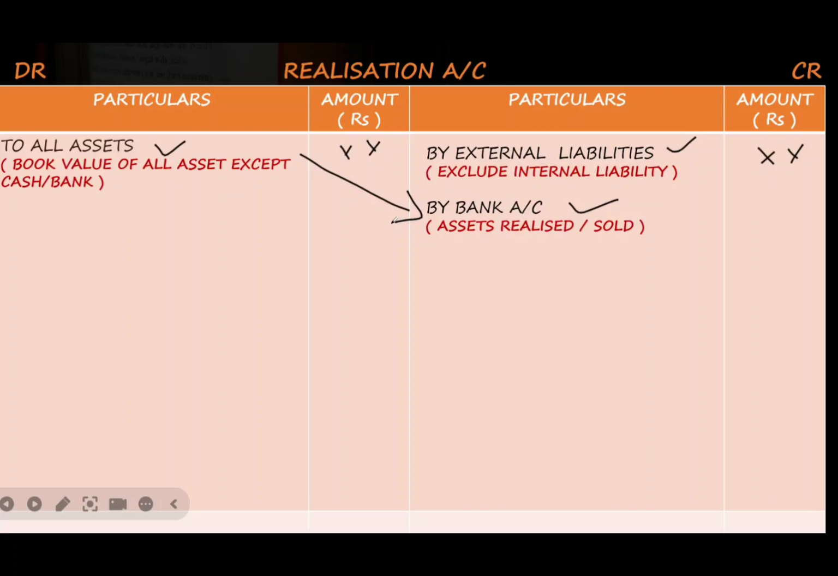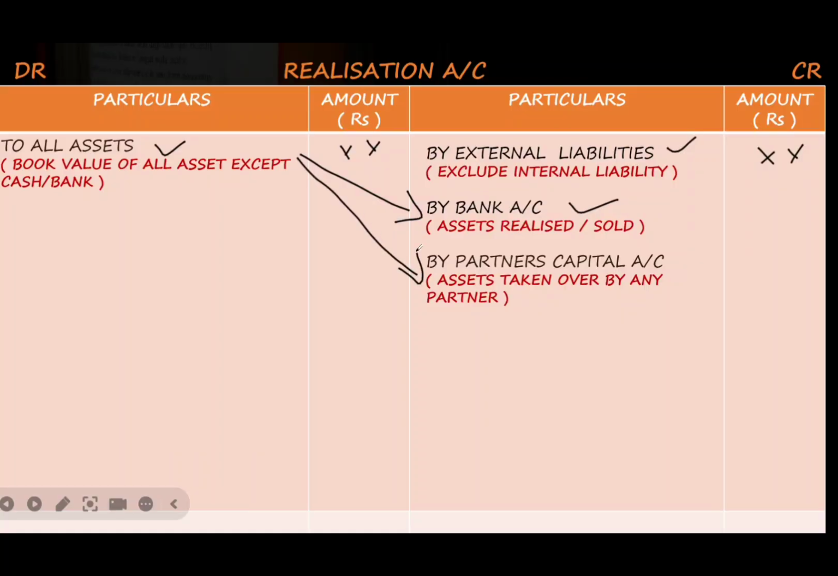At the same time, some assets may be taken over by a partner. So the partner's capital account has to be credited here. So if an asset is realized, you enter it as by bank, and if an asset is taken over by the partner, we credit the realization account with by partner's capital account. So the assets are now being closed. The assets are being either sold, or taken over by the partner.